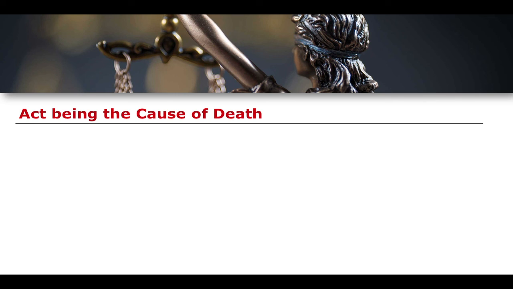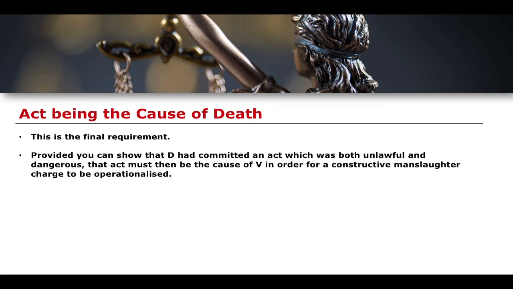The final thing, therefore, is that we have to have an unlawful act. You have to have that act be committed. So things like assault, if there's no mens rea for assault, then it can't be considered to be a constructive manslaughter. The act itself must be dangerous, and then the dangerous unlawful act must be the cause of death. This is the final requirement.